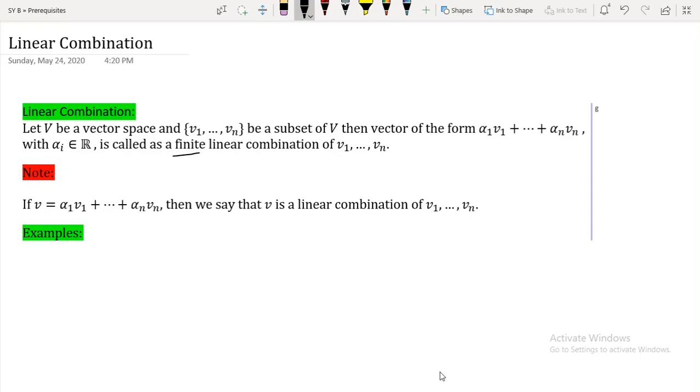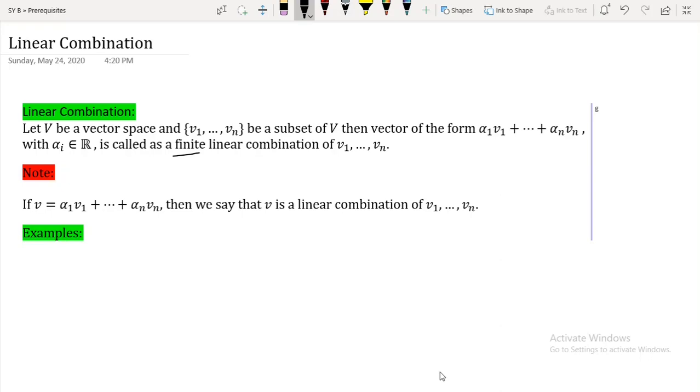Now instead of saying finite linear combination, I am going to say linear combination only, so you can understand that if this summation has finitely many terms, then it is a finite linear combination only. Now I will illustrate this with the help of one example.